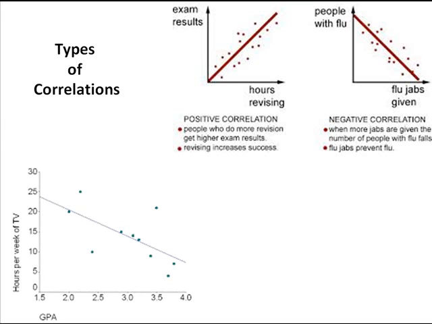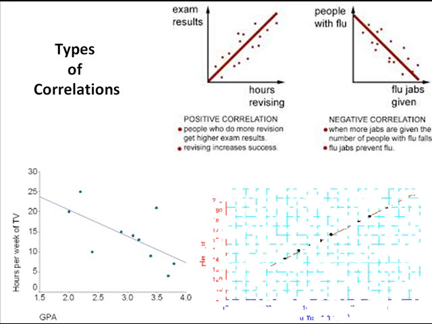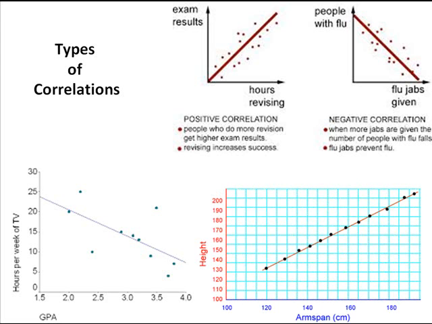Let's take a look at another example. This is another negative correlation, and what it shows is that the higher a person's GPA, the more it negatively correlates with the hours spent on TV, meaning that the higher GPA tend to have fewer hours of TV watching. Finally, another positive correlation. This positive correlation shows that as the arm span of a person gets greater, it correlates with a greater height of that person.